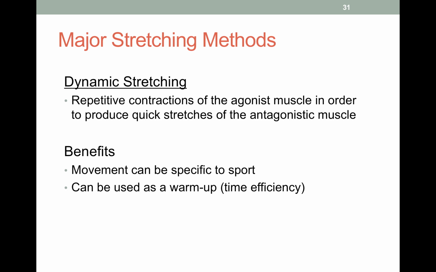Now with dynamic stretching, this is repetitive contraction. So again, if you can kind of go back to that idea of swinging your leg back and forth. In these movements, you have a really quick stretch at the end of the range of motion of the antagonist muscle. So think about your leg, you swing it out forward. What you wind up with at the end of the range of motion is a quick stretch in your hamstrings. Okay, so there's a few things going on here.